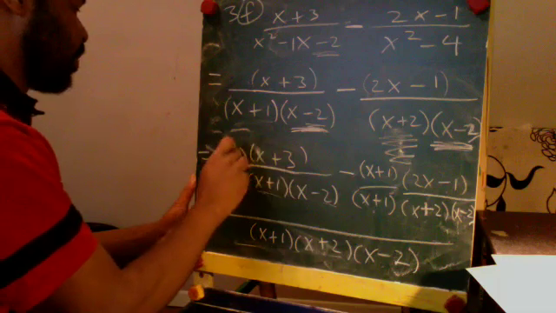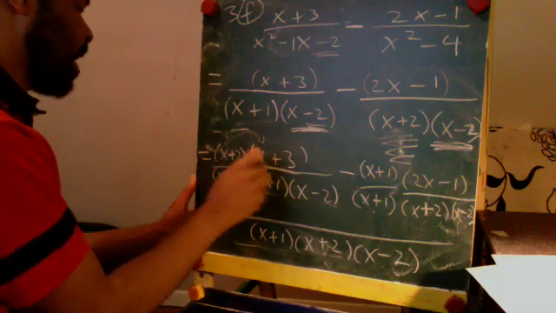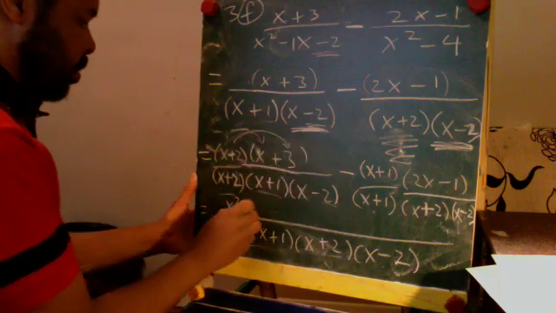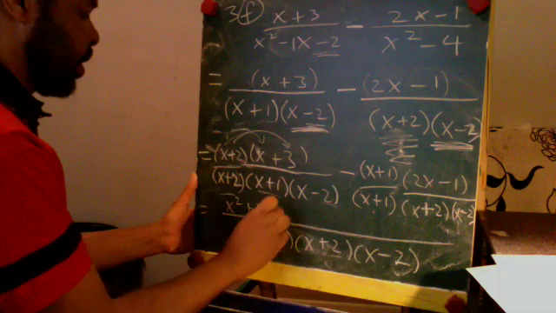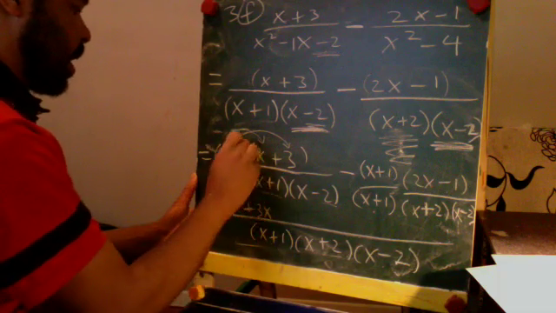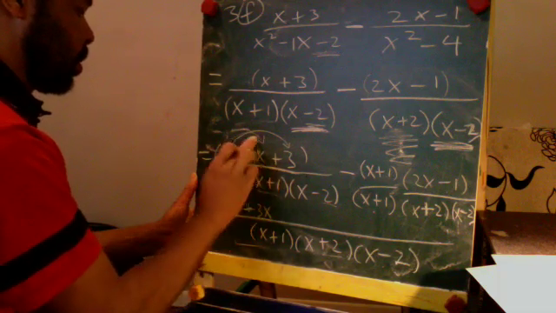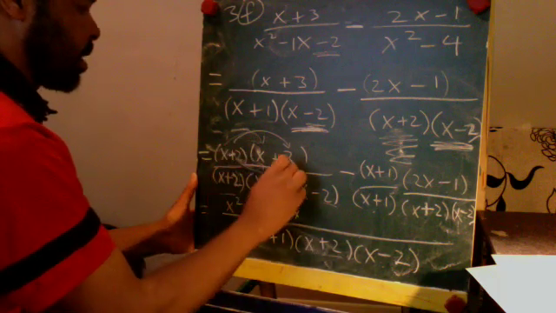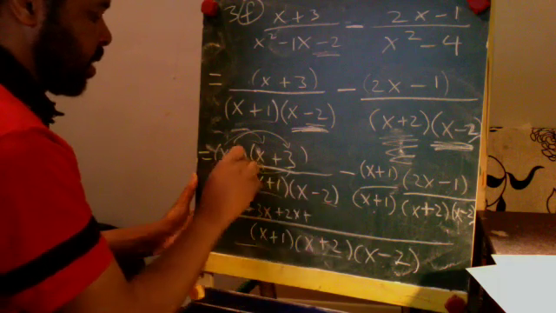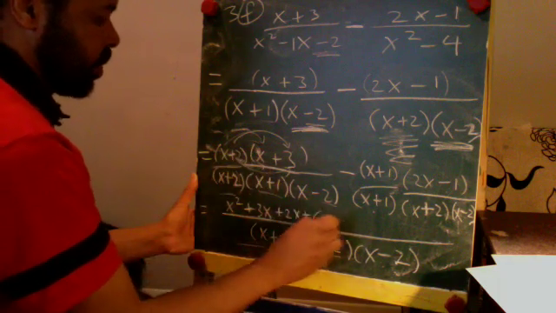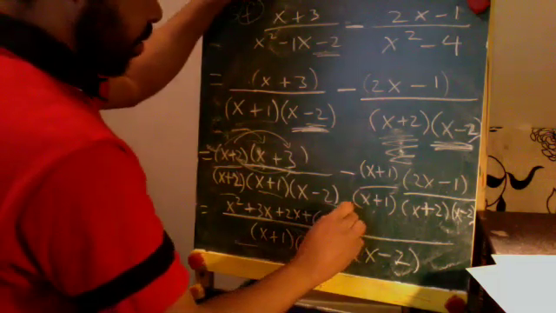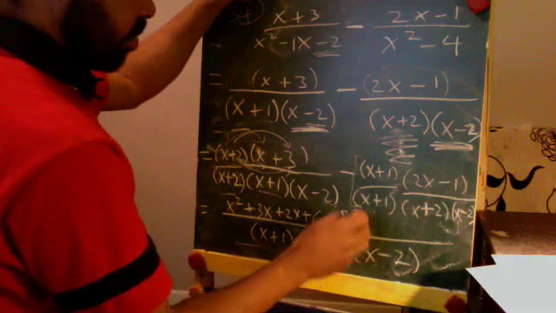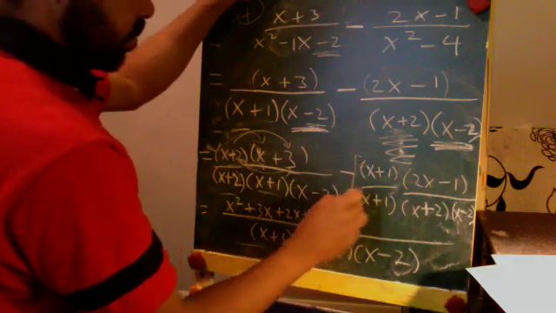So I do some FOIL. x times x is going to be x squared. x times 3 is going to be 3x. x times 2 is going to be positive 2x. And then 2 times 3 is going to be 6. Over here, I have to remember I'm subtracting everything, so just take that off for the time being. We'll put that by itself.